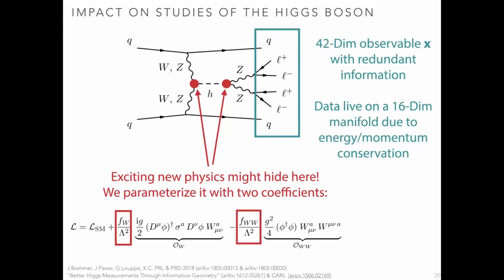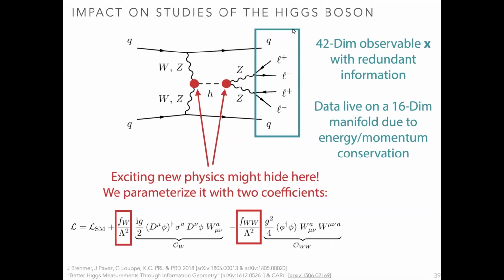In the context of particle physics, here's one of these Feynman diagrams that's producing a Higgs boson. These interactions involve the Higgs particle interacting with other things, and we have reasons to believe that maybe there's something interesting, some new physics happening at those interactions. We can parameterize what some new physics might do with coefficients that modify the interaction at those spots. So we just have two real-valued coefficients that we want to measure.